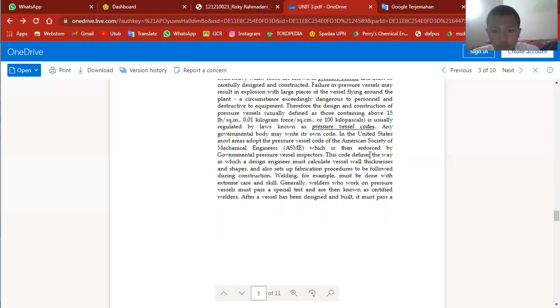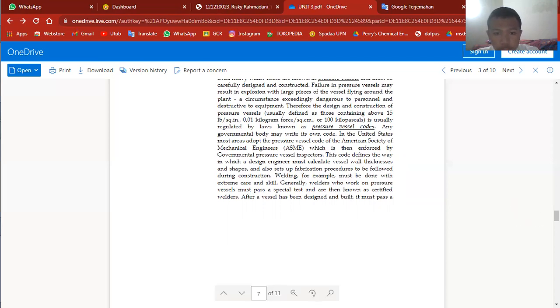This code defines the way in which a design engineer must calculate vessels' wall thickness and shapes, and also sets up fabrication procedures to be followed during construction. Welding, for example, must be done with extreme care and skill. Generally, welders who work on pressure vessels must pass a special test and are then known as certified welders.